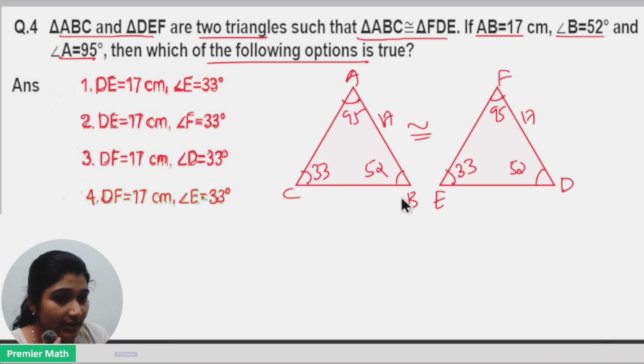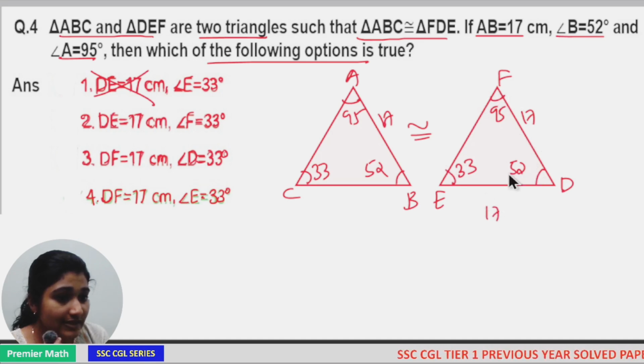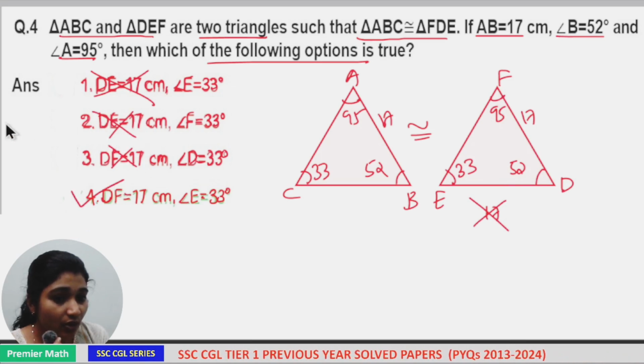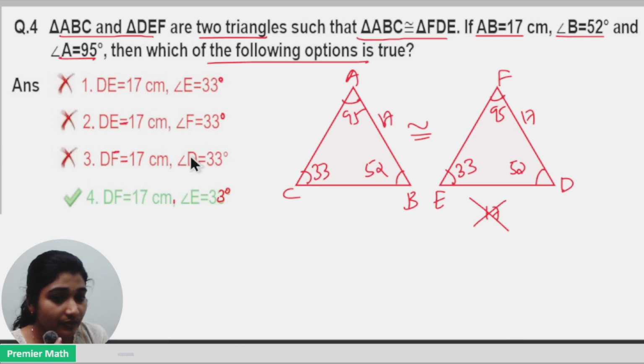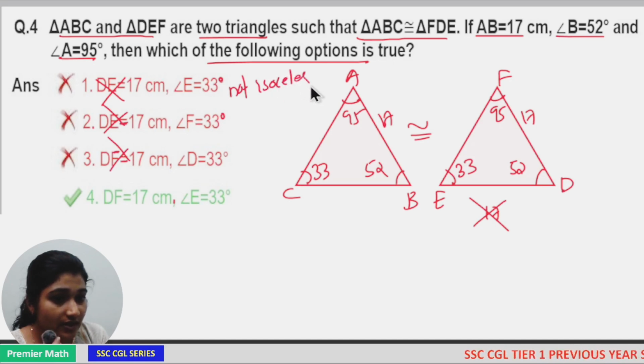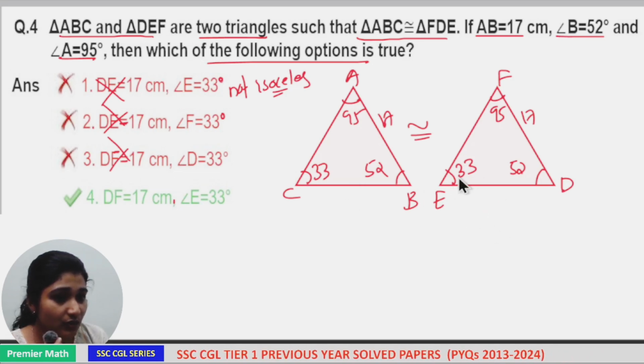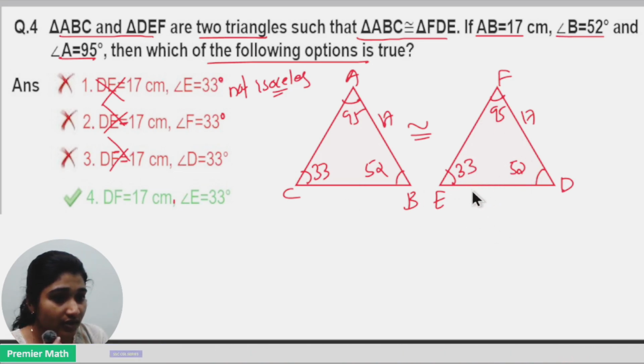Now here DE cannot be 17. If it is 17, this must be an isosceles triangle, but this is a scalene triangle. This cannot be 17. So all three options eliminated. Option 4 is your answer. Now isosceles triangle. This is scalene triangle. Each of these two triangles are scalene triangle. All the three sides are different in length, because here no angles are equal. All the three angles are different.